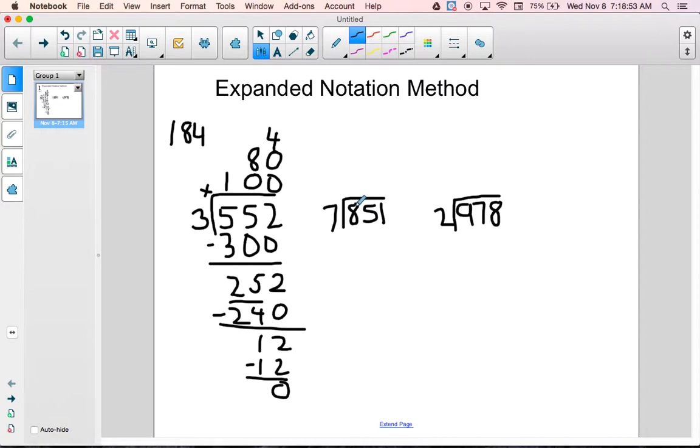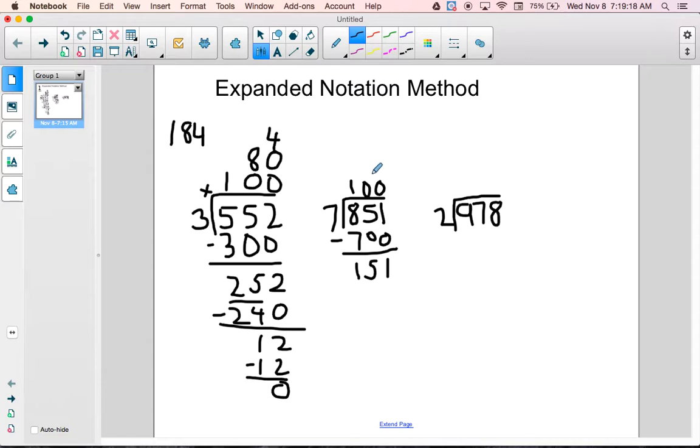Let's try a different problem. 851 divided by 7. Again, how many hundreds can I make? I'm looking for hundreds, tens, and ones. So we'll go in 100 times. 100 times 7 is 700. Subtract.